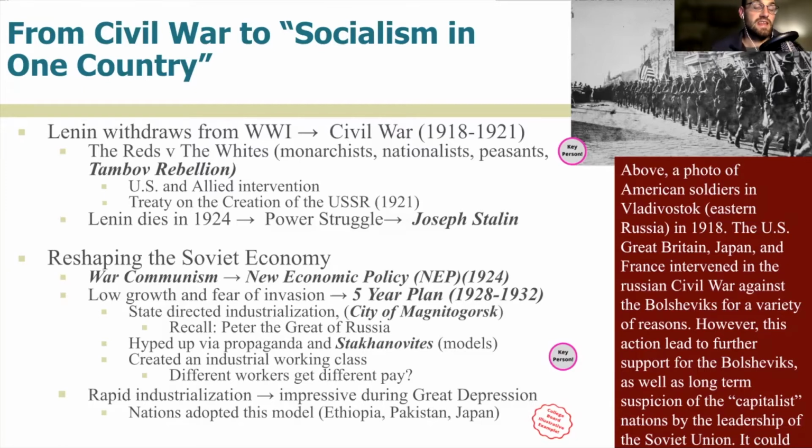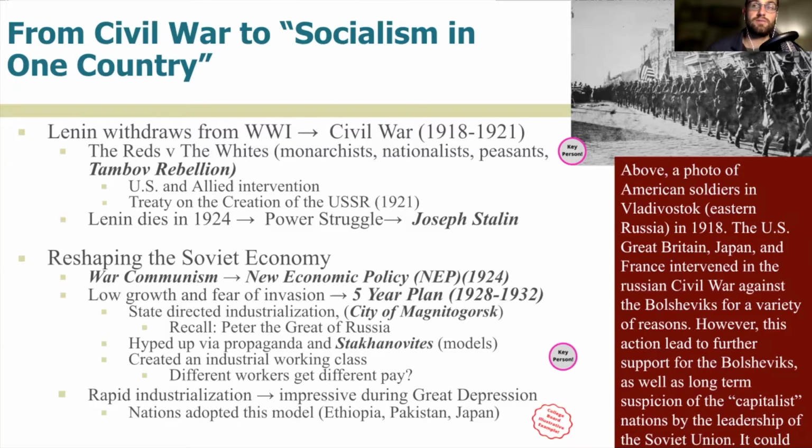One of the ways that the state got workers on board with all of this crash industrialization was via the widespread use of propaganda, as well as through models. And there were groups of workers called Stakhanovites who were put on display as ideal workers. They had overfulfilled their quotas. They had worked 30-plus-hour shifts. Whatever it was, they were like the hero workers.